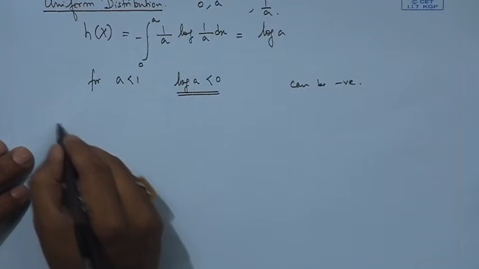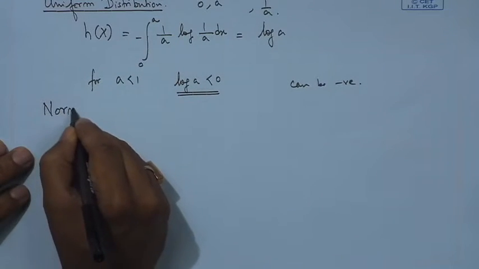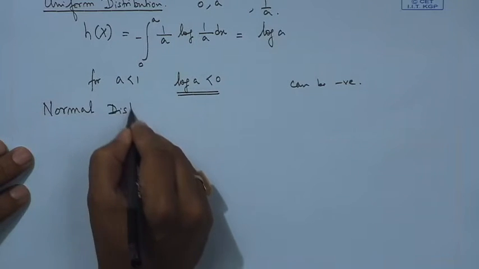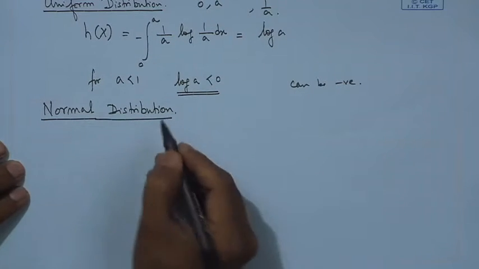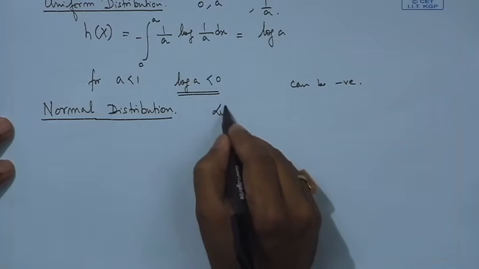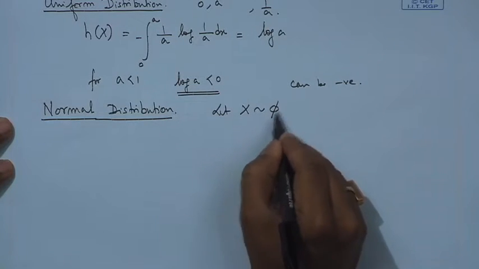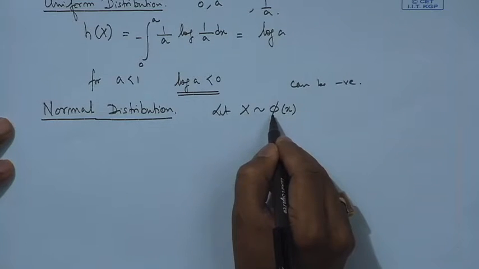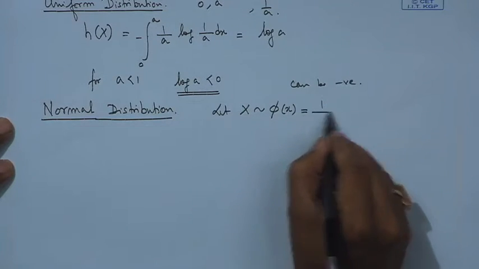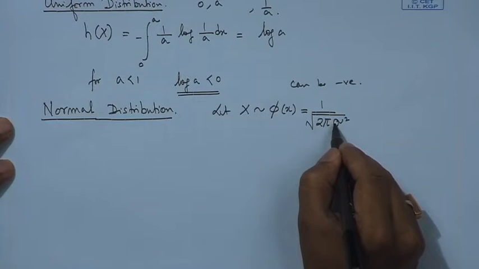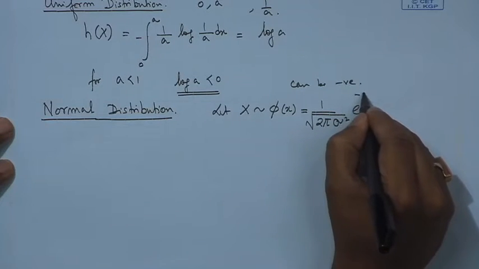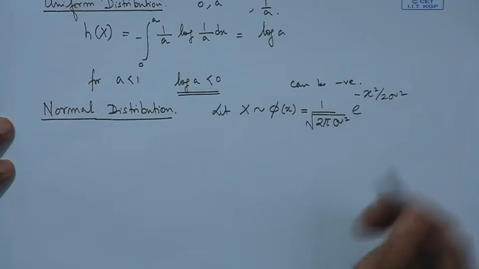Moving forward, again we have an important result which is also used further. So when we take the normal distribution, we let x be distributed as phi of x. This is a notation that x be distributed as phi of x, and for normal distribution it is well known, it is given as 1 by root 2 pi sigma squared, where sigma is the standard deviation of x, e to the power of minus x squared by 2 sigma squared. That means we are taking a zero mean.